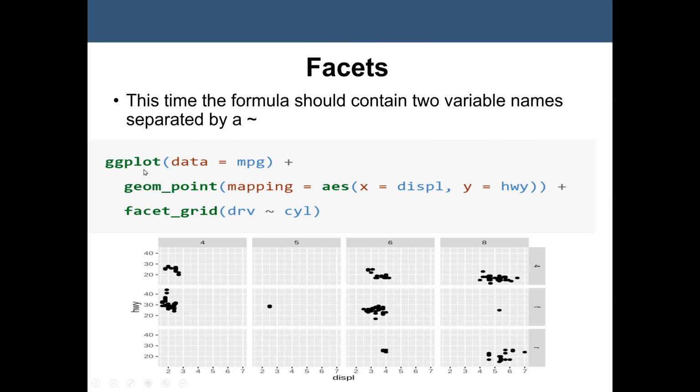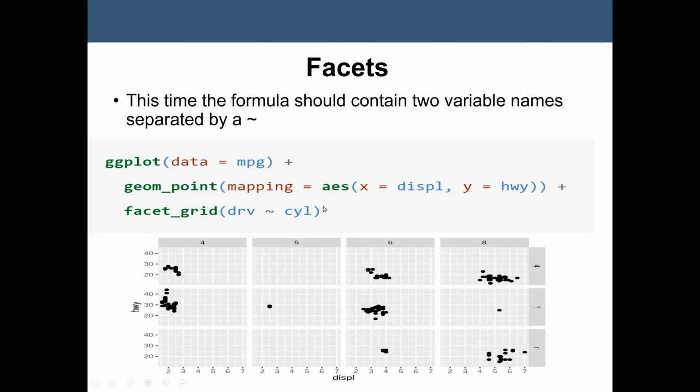So again, we have ggplot, data = mpg. Then geom_point, with the mapping aesthetics, or aes. We have the x coordinate to be displ, or displacement, and then y is our hwy, highway. Now we say facet_grid, drv and cyl, or DRV and CYL. So here we are saying 2 variables with the separator between them.